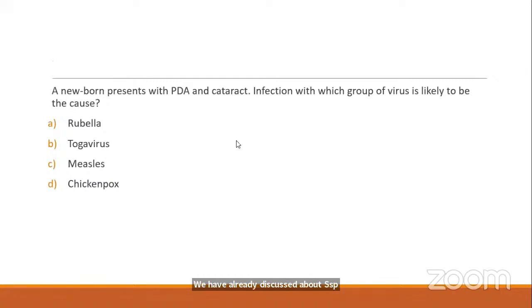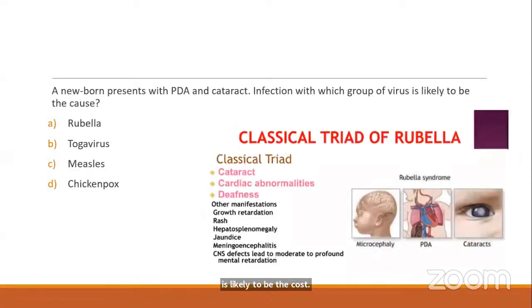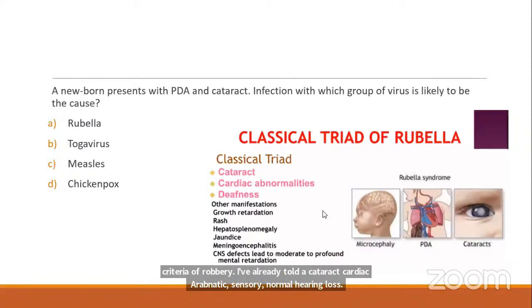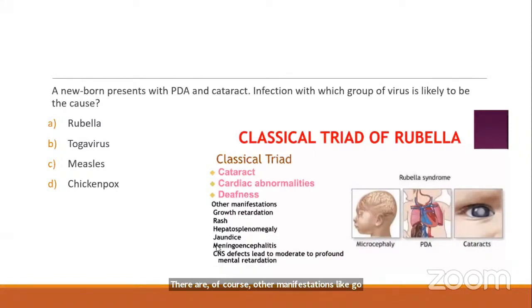Now coming to the next question: a newborn presents with PDA and cataract. Infection with which group of viruses is likely to be the cause? We have already discussed that: rubella virus. So there is a classical triad of rubella, which I've already told: cataract, cardiac abnormality, sensorineural hearing loss. There are of course other manifestations like growth retardation and rash, but these are not specific, because many times most of the congenital infections will cause all these kinds of problems. Okay.